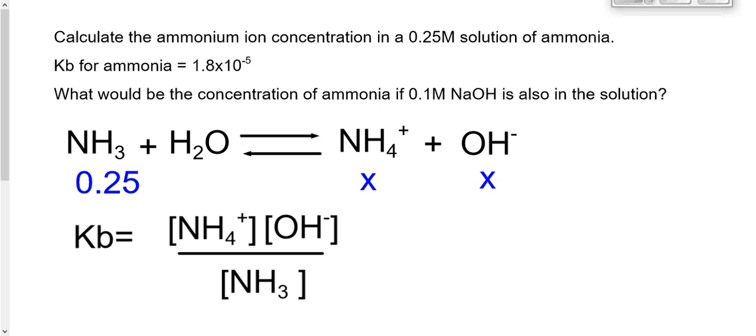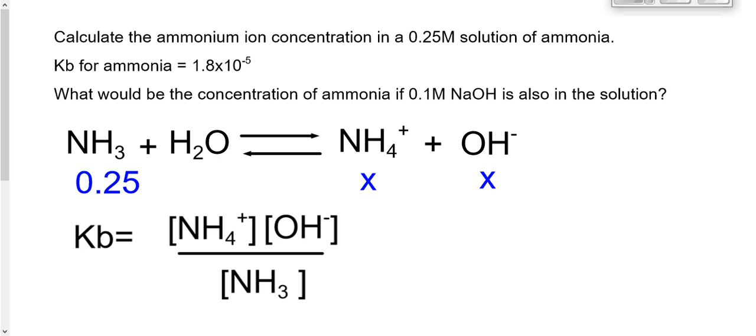The equilibrium expression for the dissociation of ammonia would look as follows. Kb is equal to the concentration of the ammonium ion times the concentration of the hydroxide ion over the concentration of ammonia. Liquid water is not included in equilibrium calculations. We know from the question that the concentration of ammonia is 0.25 molar. The concentration of water is not relevant to this equation, and the concentrations of ammonium and hydroxide are unknown. Because from our balanced equation we see they occur in a 1-to-1 ratio, I will use the value x to stand in for their unknown concentration.